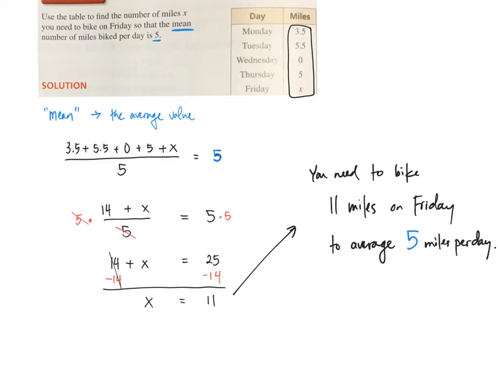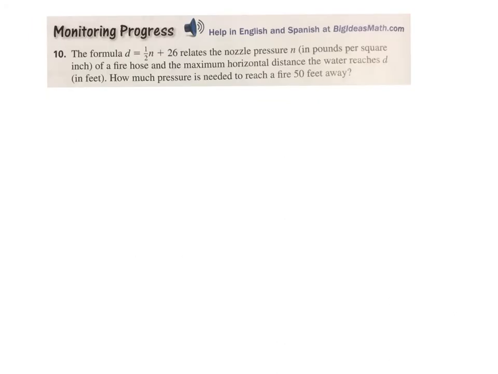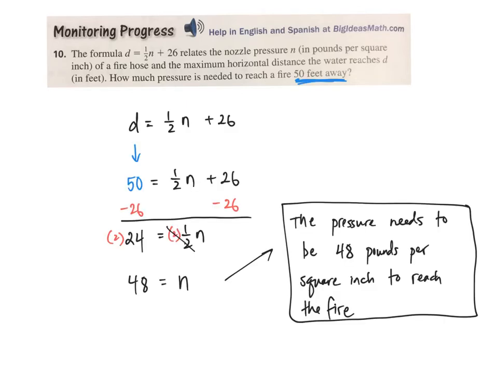I'm going to put up a monitoring progress problem for you now to work on. Okay, why don't you go ahead and press pause right now and work on this problem until you have a solution. And here is the solution. Go ahead and pause this so you can analyze the solution and look over each step.